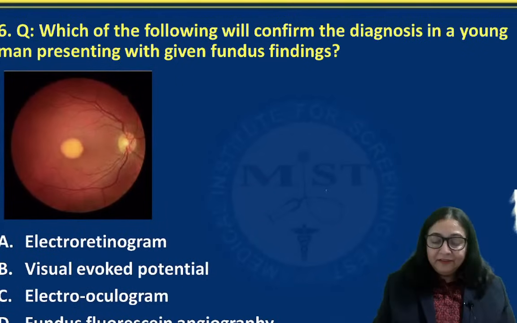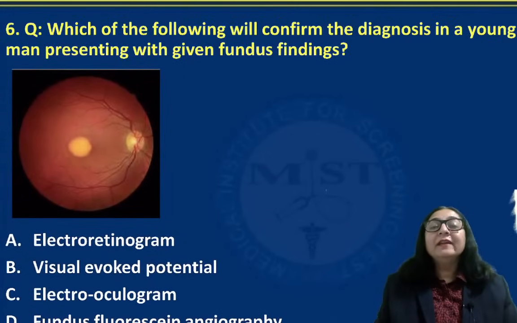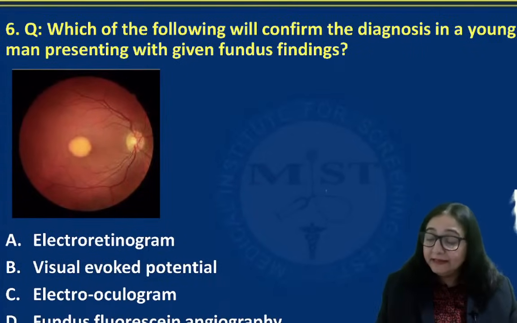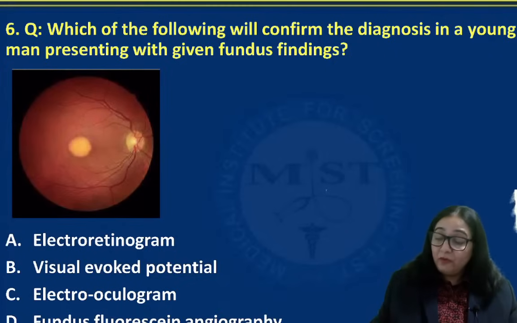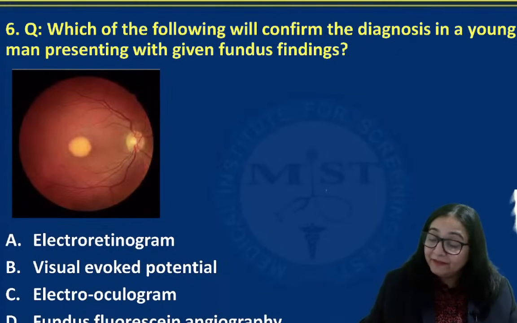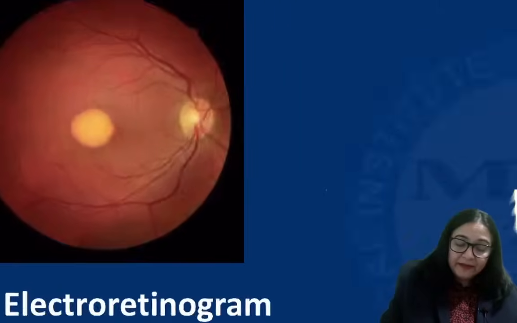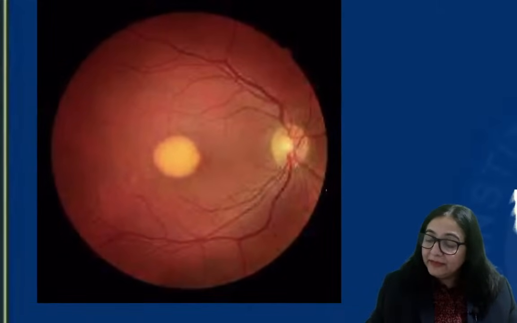A very easy, straightforward question. Which of the following will confirm the diagnosis in a young man presenting with the given fundus finding? So, let's go to the fundus finding, beta. What do you see here in the fundus?